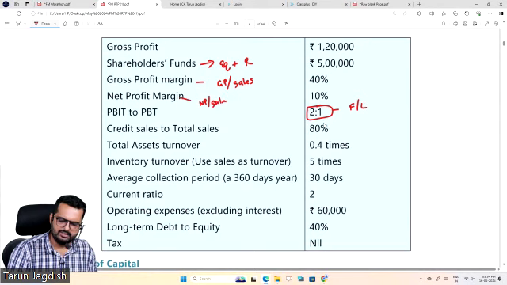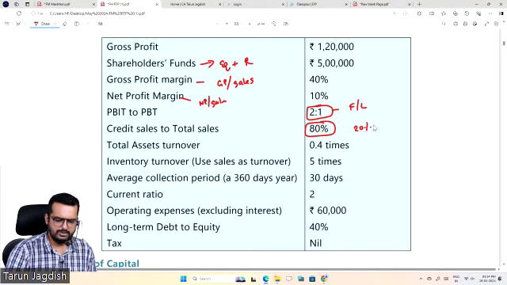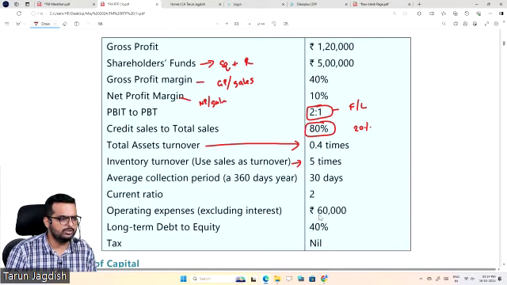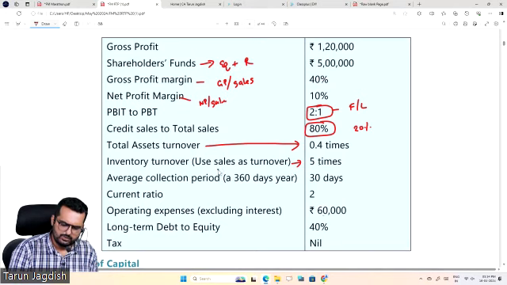Credit sales to total sales is 80%. So that means how much is your cash sales over here? 20%. Everybody clear? Asset turnover ratio. Turnover divided by assets. Okay. Inventory turnover ratio. They have told use sales as turnover, not cost of goods sold. Everybody clear?